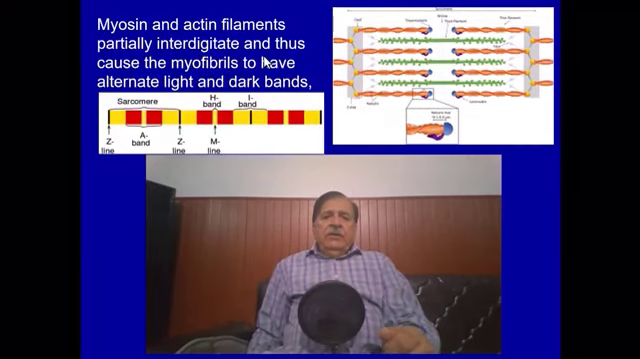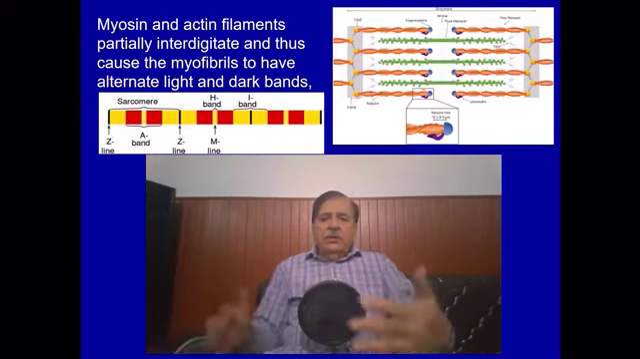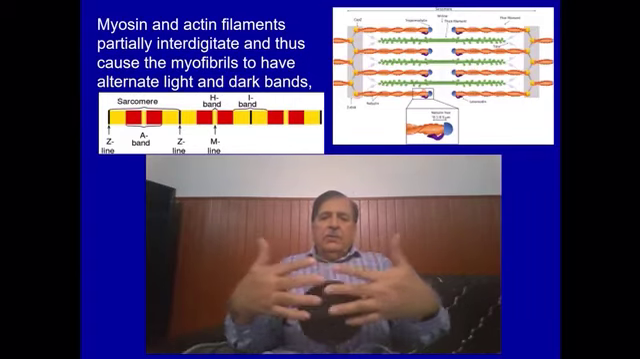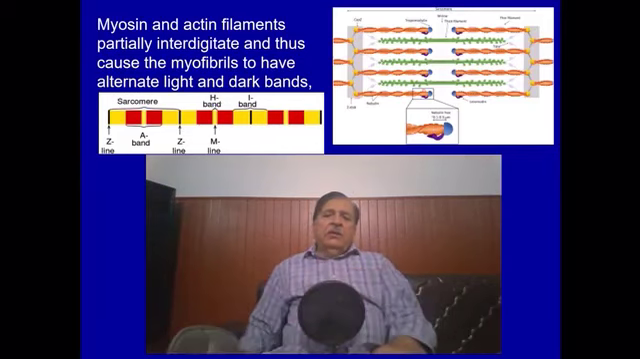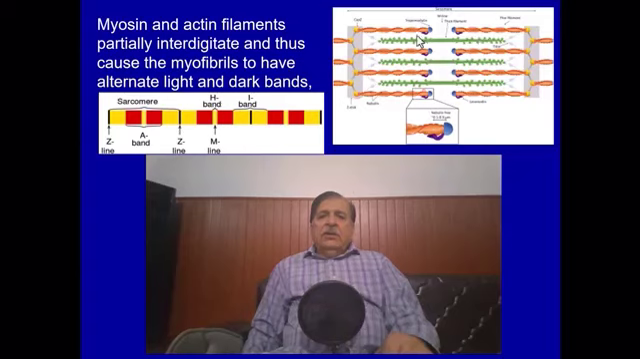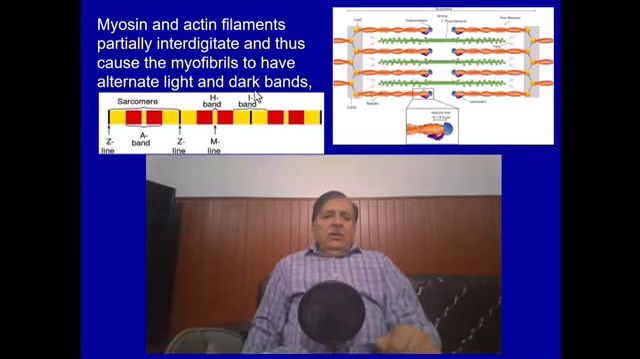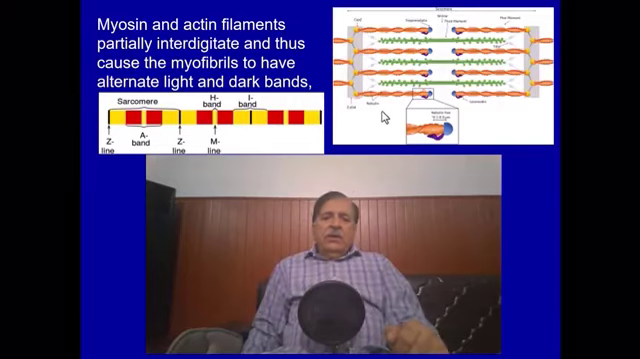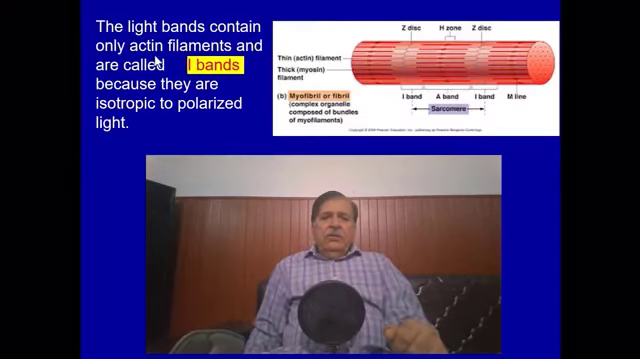Myosin and actin filaments interdigitate in parallel and thus cause the myofibril to have alternate light and dark bands. You can see that they are interdigitated, like when we put our fingers together in this pattern. That is the arrangement of actin and myosin. They interdigitate with each other, and this interdigitation causes a light band and a dark band. Here you can see the light band contains only actin filaments and is called the I band.